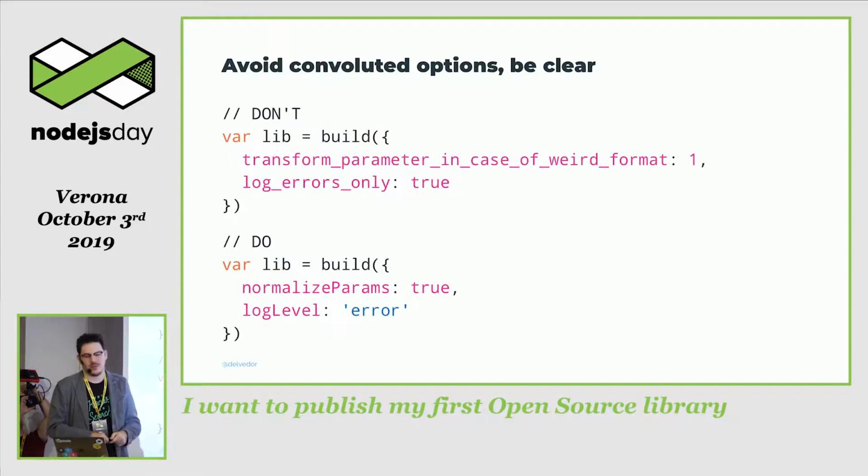Another very important thing is to avoid convoluted options. Always be clear. I know this is not easy because when you write the option, the name makes kind of sense. But when you have something like transfer parameter in case of weird format 1, or log error only true, yeah, okay, I understand what's happening, but why not normalize params true and log level error? Same functionality, but way better developer experience.